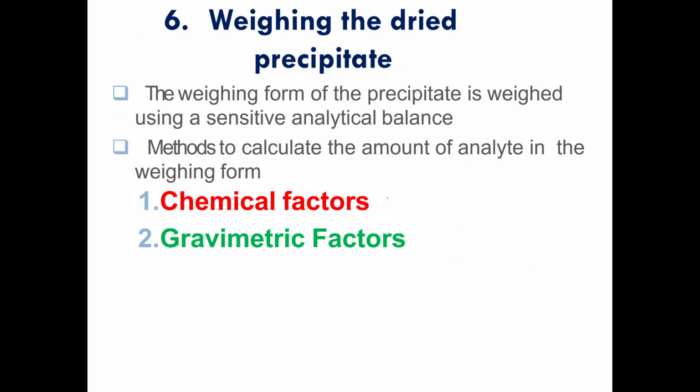Weighing the dry precipitate. The weighing form of the precipitate is weighed using a sensitive analytical balance to calculate the amount of analyte. There are two methods for calculation. I will explain them in the last video, which are the chemical factor and the gravimetric factor.